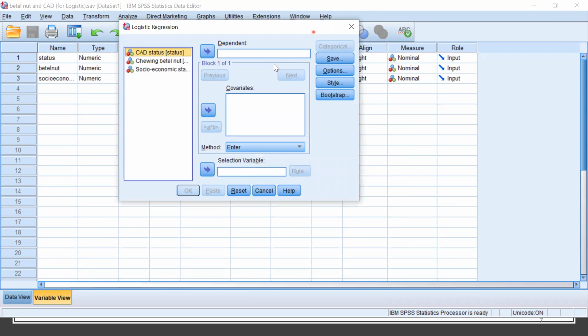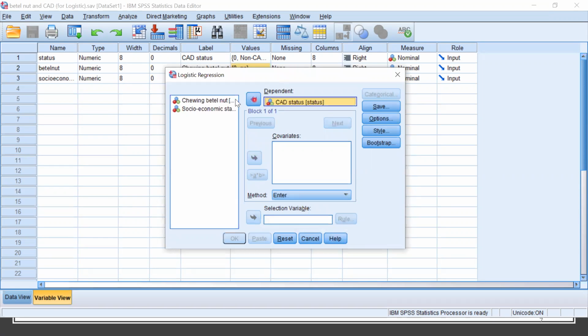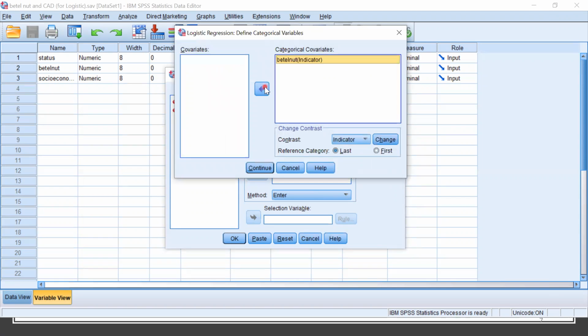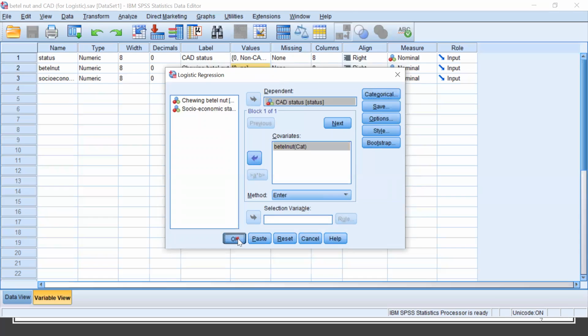In the binary logistic box, we will transfer the CAD status into the dependent variable list, and chewing betel nut in the covariate list. And since betel nut is our categorical variable, we have to specify that betel nut is our categorical variable, and we want to interpret the yes category based on the no category, which is our first category. So we will select the first and change the indicator, like changing the reference category from last to first. We will press continue, we will press OK.